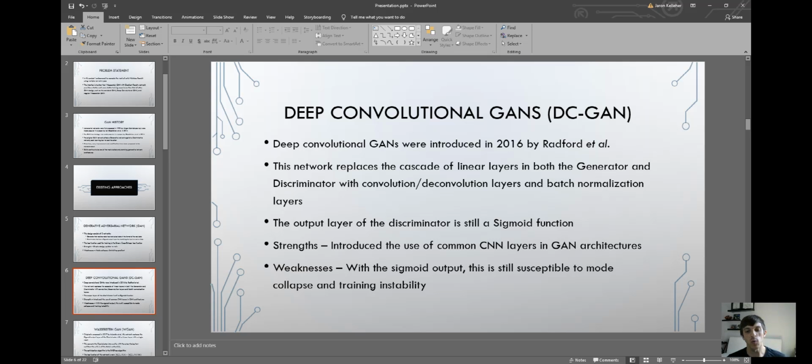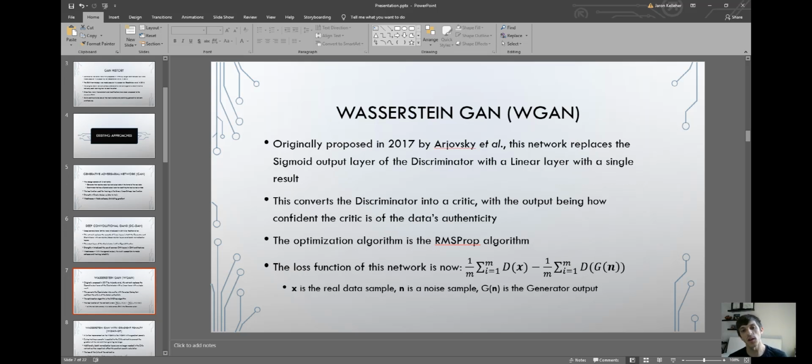So it maintained the weakness of mode collapse, and that the network could still learn only one type of distribution and fail to learn others. But you get a stronger discriminator and generator with the use of convolution and deconvolution layers and batch normalization layers in the network. From there, Wasserstein GANs were introduced, and those were introduced really to eliminate that mode collapse problem and the stability problem when generating and training these networks.